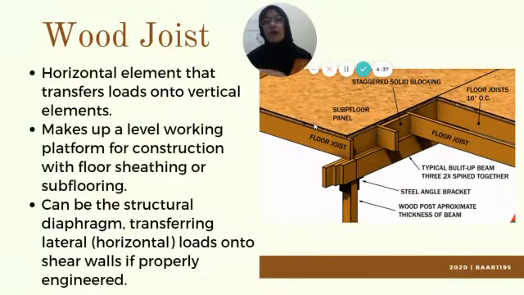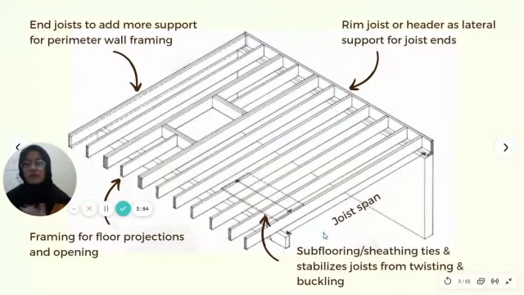So wood joists are horizontal structural elements that are usually in between beams so that they can create an open space, and also to transfer loads onto vertical elements like those beams. And they're also there so that they can make a level working construction platform with its subflooring and sheathing. And if they are properly engineered, they can be a structural diaphragm, meaning that they can transfer lateral or horizontal loads onto the shear walls. So this is how joists would look in a structure.